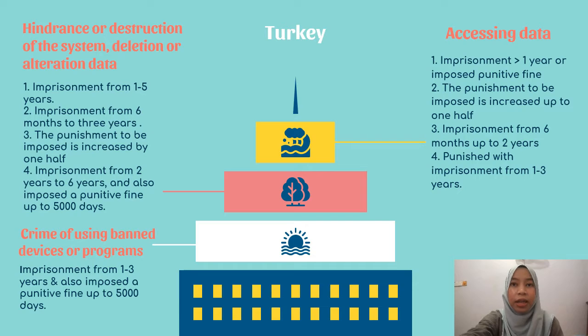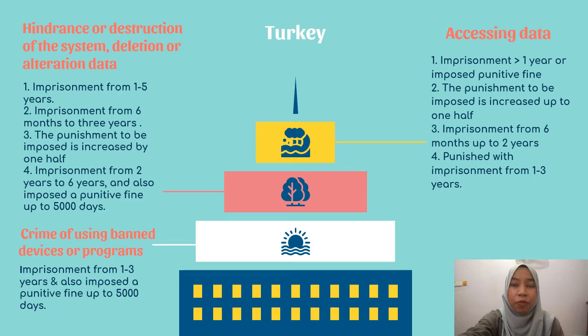For the second, in case the offences defined in the above subsection involve systems which are benefited against the charge, the punishment to be imposed is increased up to 1/2. And for the third one, if such an act results in deletion or alteration of data within the content of the system, the person responsible is sentenced to imprisonment from 6 months up to 2 years.